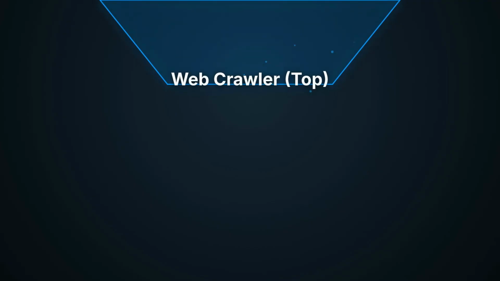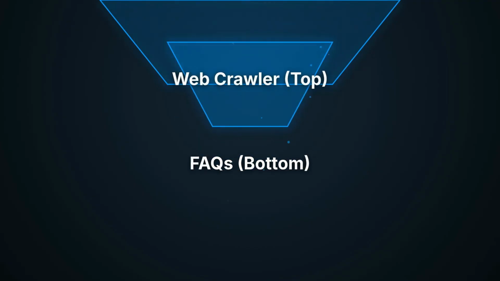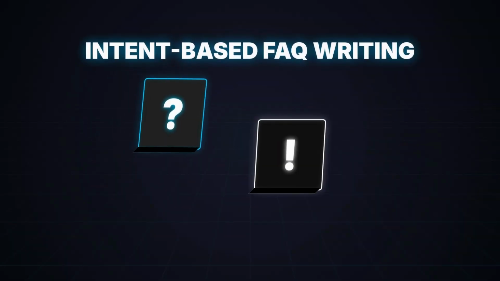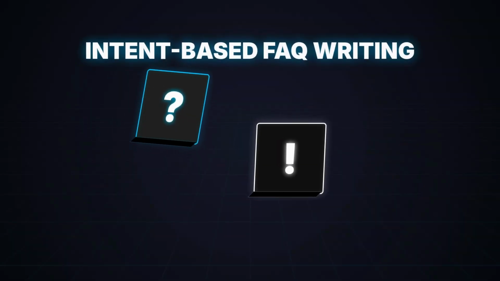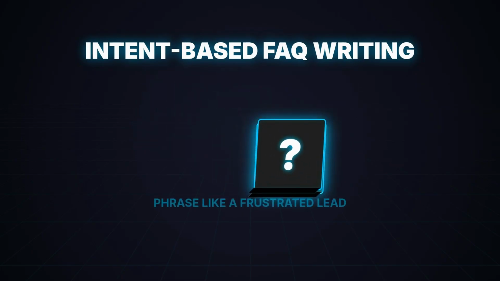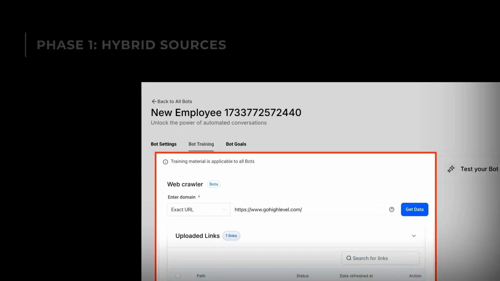The foundation of any smart agent is its training data. Inside the AI configuration, the Add Source button is your starting line. But stop just dumping URLs. Use the web crawler for top of funnel awareness, but focus on FAQs for bottom of funnel precision. FAQs help the model understand specific human intent. Pro tip, use intent based FAQ writing. Phrase your questions exactly how a frustrated lead would type them. This narrows the search space for the AI, leading to instant, accurate hits.